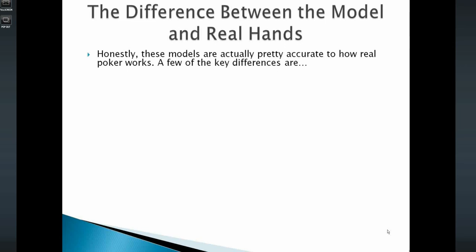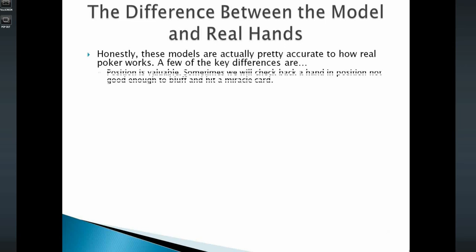Honestly, these models are actually pretty accurate to how real poker works. A few of the key differences are: position is valuable. Sometimes we will check back a hand in position not good enough to bluff and hit a miracle card. When you check out of position with a hand that's not good enough to bluff and is going to be check folding, your opponent's just going to bet sometimes and you're going to have to fold. When you're in position, you're guaranteed to see the next card, and that gives you a chance to hit the gut shot or hit the two pair or hit the best possible pair if you have an ace high or something like that. So position's a very valuable thing that we haven't really taken into account in the model yet.